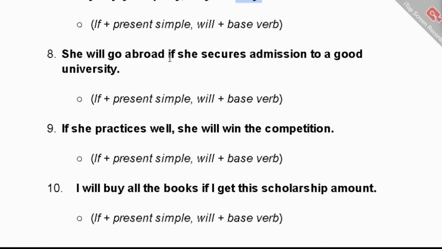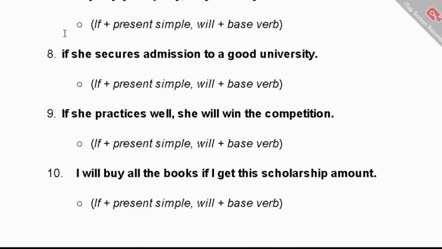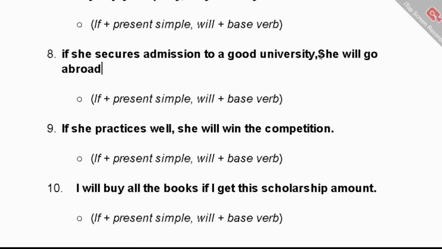First you can write the clause, meaning the outcome: she will go abroad if she secures admission to a good university. But if you are not using the if clause first, then there is no need to put a comma over here. But if you are using the if clause first, then to separate it you need to put a comma. Let me show you. You need to put a comma over here to make it like this. Vice versa you can use. First you can use the if conditional, or else you can show the outcome first.